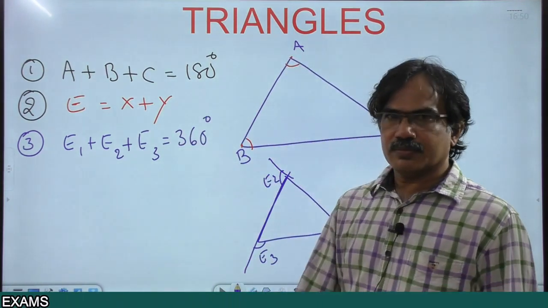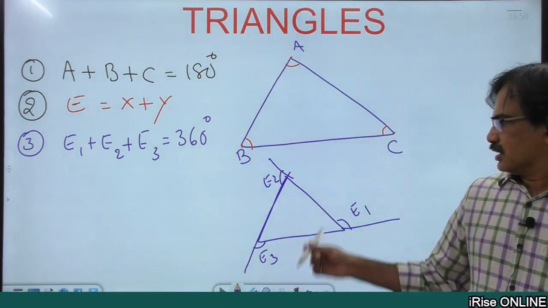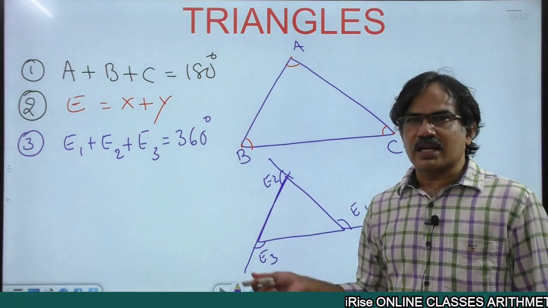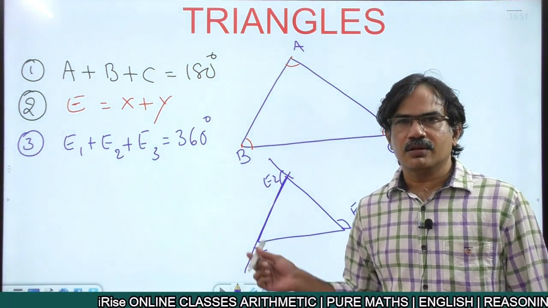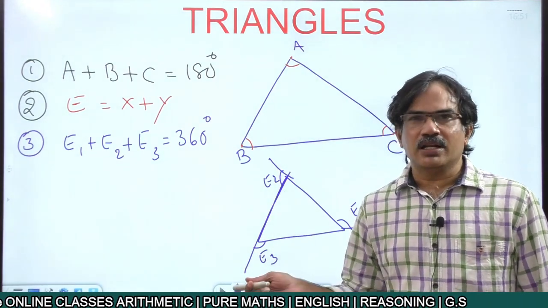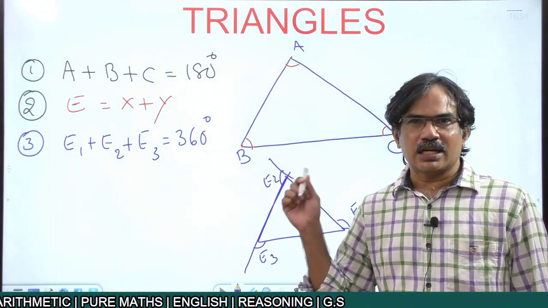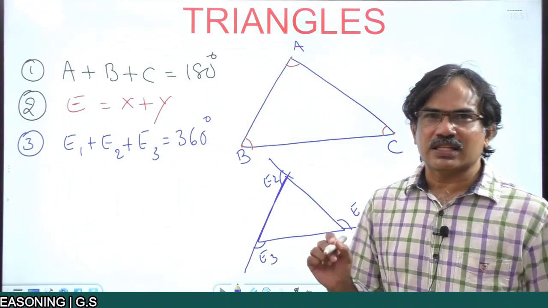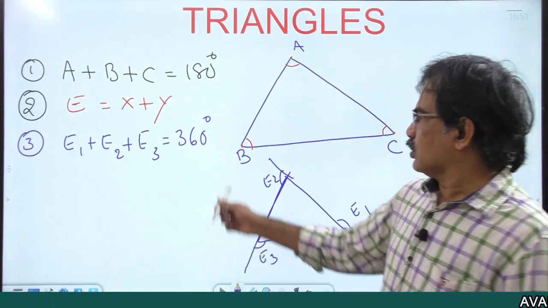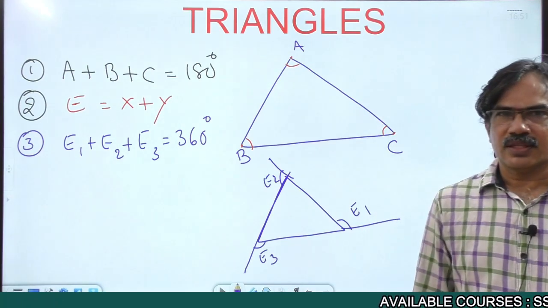Point number 3: sum of exterior angles of a triangle is equal to 360 degrees. Actually, not only in the case of a triangle, in any polygon, whether it is a hexagon, decagon, quadrilateral, pentagon, the sum of exterior angles is always equal to 360 degrees.